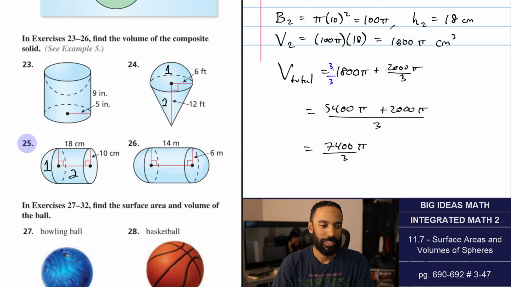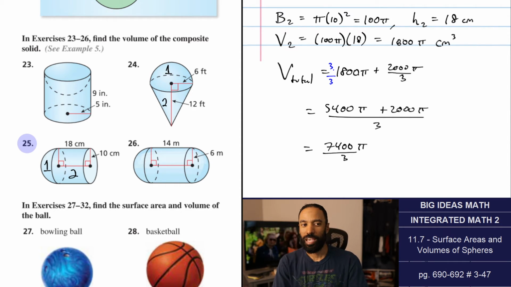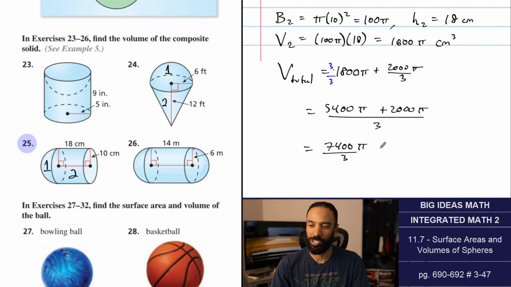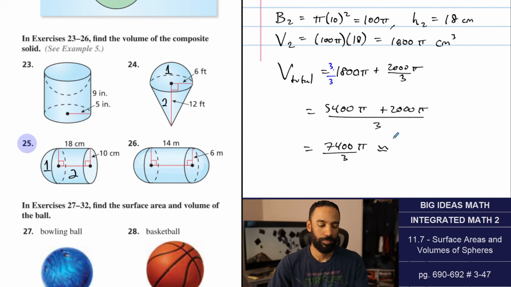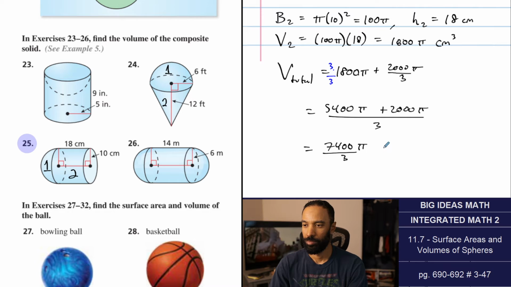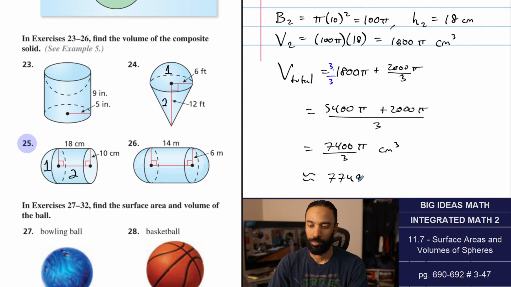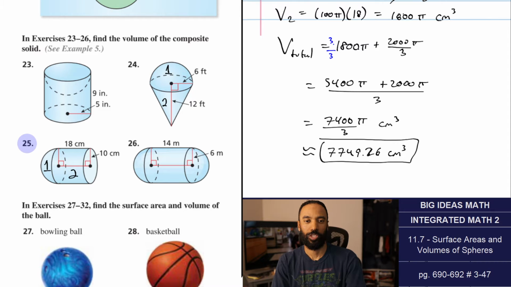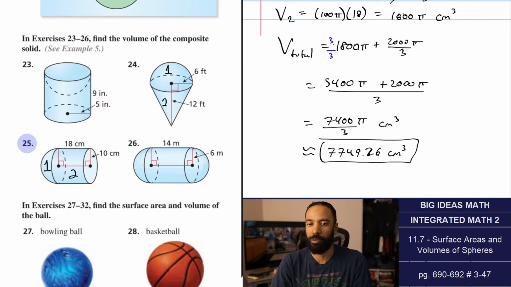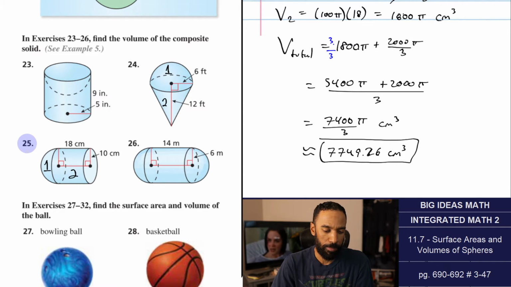I get 7749.26 cubic centimeters. So 7749.26 cubic centimeters, all should be good there. Let's move on to number 26.